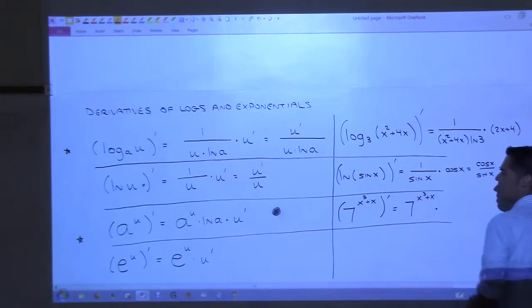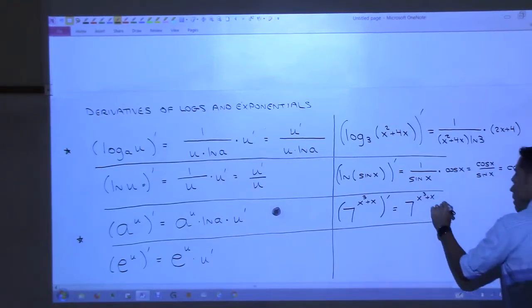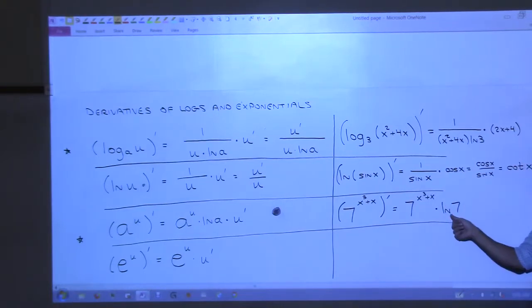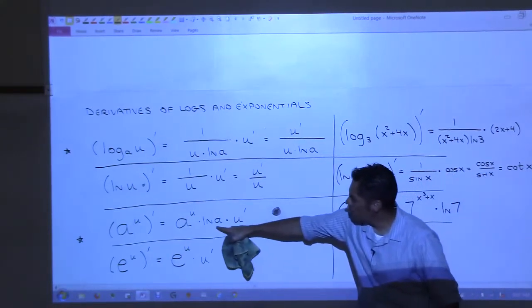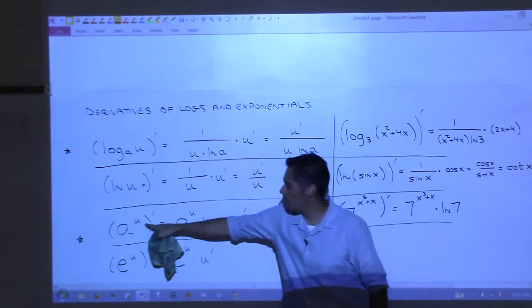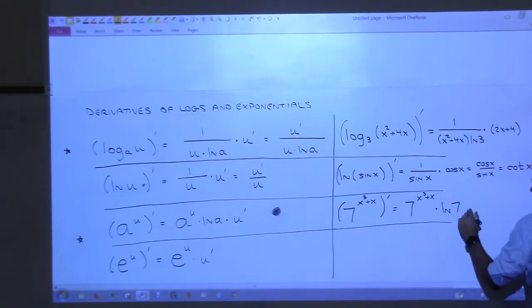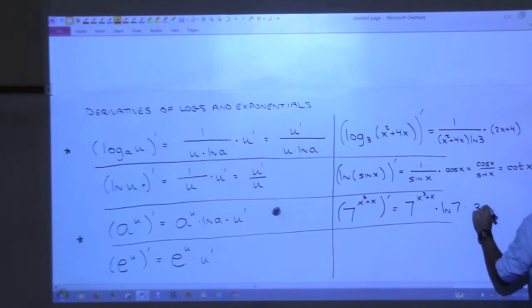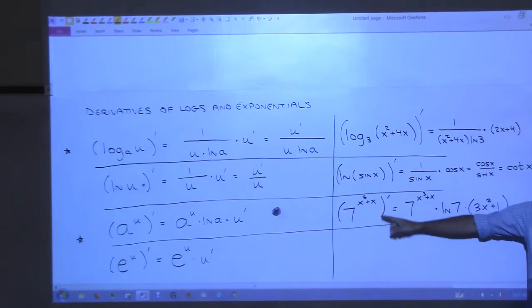But then multiply that times what? Natural log of 7. And remember, natural log of 7 is just a number, so this is a constant. And then I still have more, right? Then the chain rule says now I need to take the derivative of what was up there. So the derivative of that up there is 3x squared plus 1. And I need that in parentheses because it has 2 terms. So this is the derivative of this. Y'all okay with that?